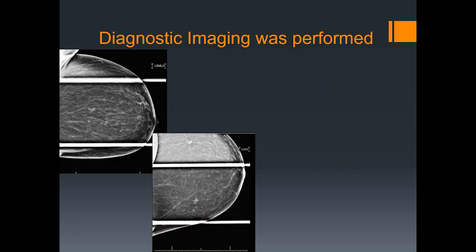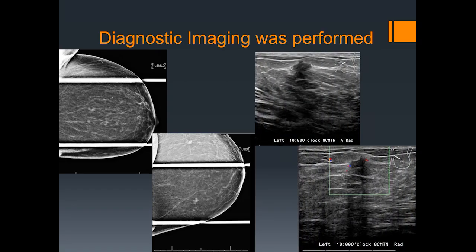So when the diagnostic imaging was obtained and performed, we see spot compression views of the left breast, and we see a focal asymmetry identified in 2 views and persistent. In this case, I think the answer is obvious that we proceed to ultrasound.